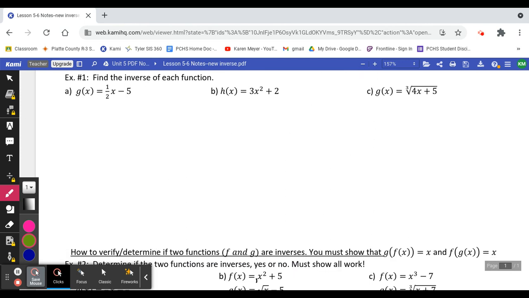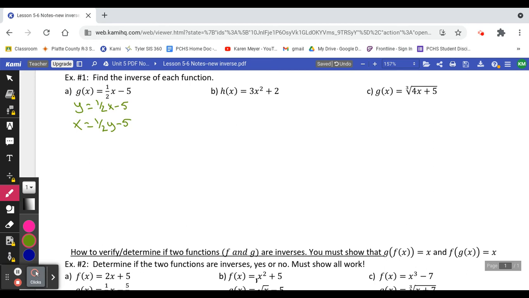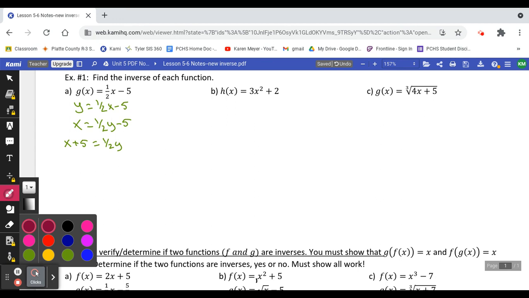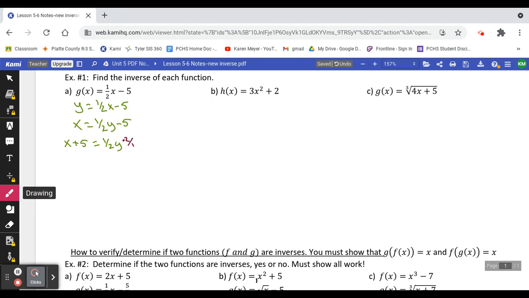Okay, so I'm going to start by changing g of x into y equals 1/2 x minus 5. Switch x and y, so x equals 1/2 y minus 5. Now solve for y, so I'm going to add 5. X plus 5 equals 1/2 y. To get rid of 1/2, I'm going to multiply by the reciprocal, which would be 2 over 1. And I'm going to multiply everything by 2 over 1, which is just 2.